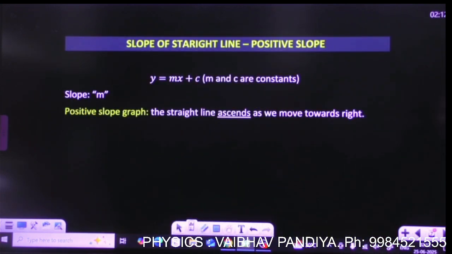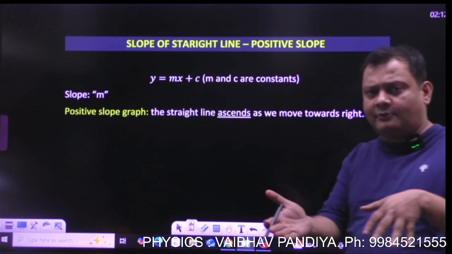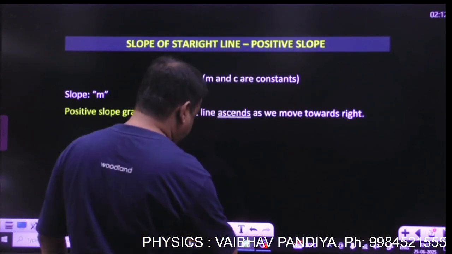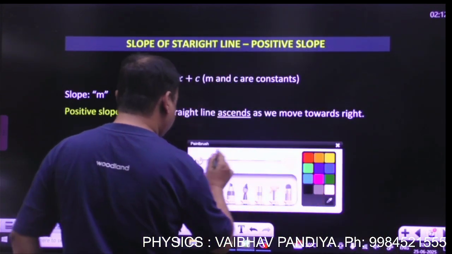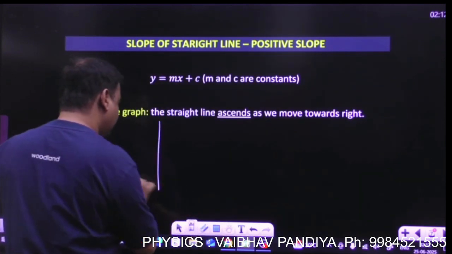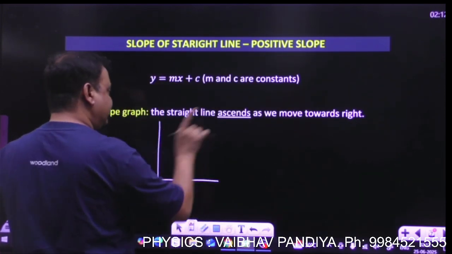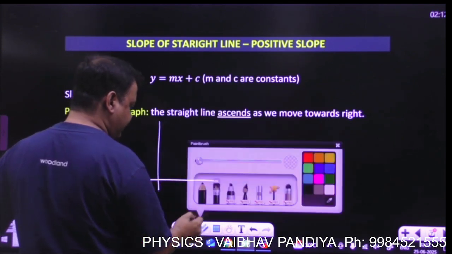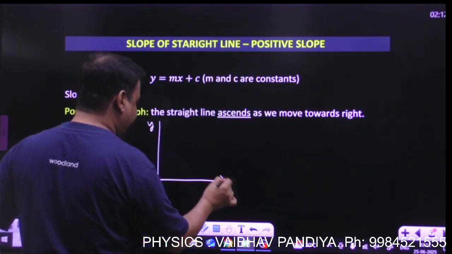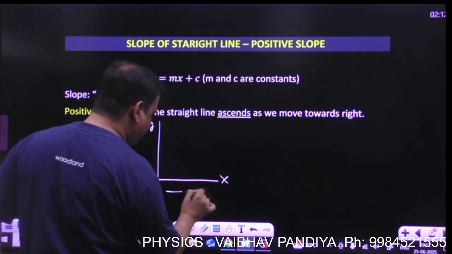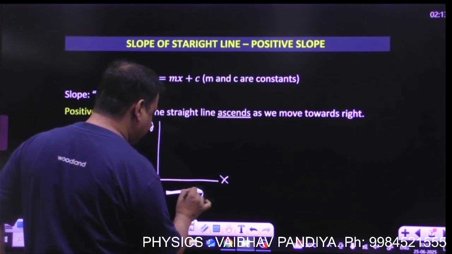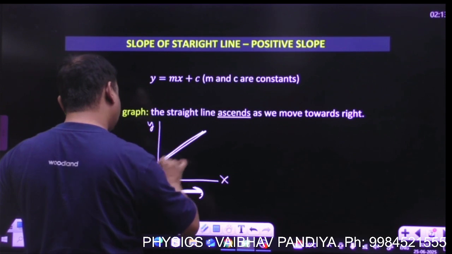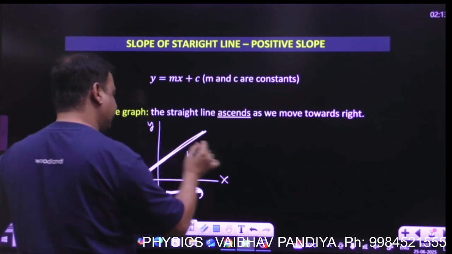Now let's see. We can have positive slope, we can have negative slope, we can have zero slope. So you must have these constructions on your fingertips. Whenever you have a positive slope, the line will ascend as we move towards the right. So if this is the y-x plane and you are going on the right side, always we move towards the right side because the independent variable is this. And if the line is going up, we say the slope is positive like this.